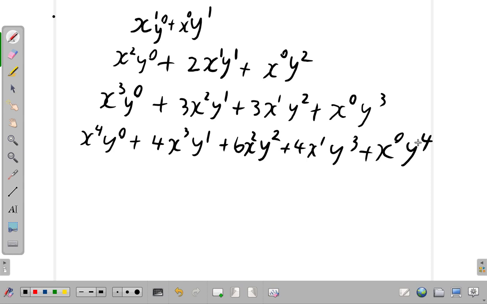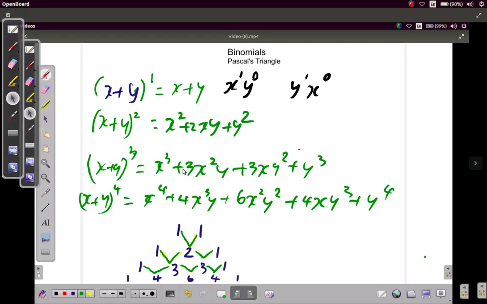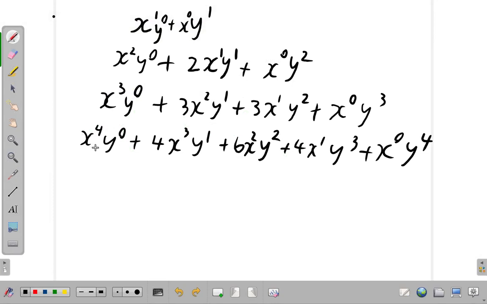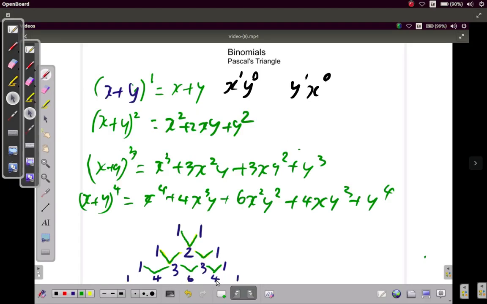Now notice that the numbers before the x and y are 1 1 just as before, 1 2 1, 1 3 3 1, because there's a 1 here but you don't bother to write it. There would be a 1 here too. You don't bother to write the 1. So it's 1 3 3 1 as shown here, and then 1 4 6 4 1.